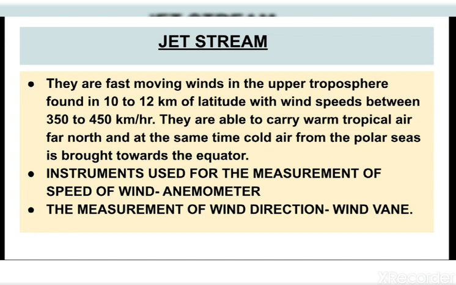Jet streams are able to carry warm tropical air far north, and at the same time cold air from the polar seas is brought towards the equator.